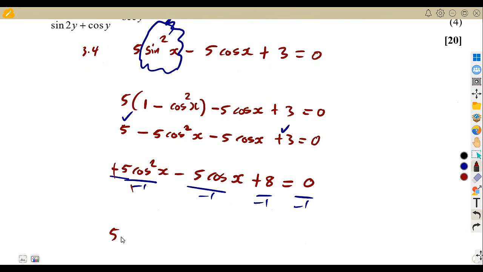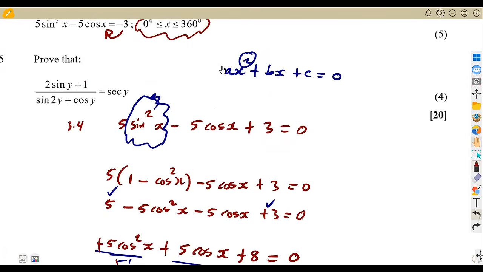So we'll be having 5 cos squared x, negative here is going to be a positive again, 5 cosine of x, positive and negative, it will be a negative, which is equal to 0. 0 divided by a number just remains as a 0. So that's a quadratic equation that we are seeing, of the form of ax squared plus bx plus c is equal to 0.